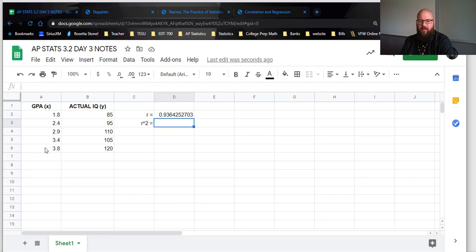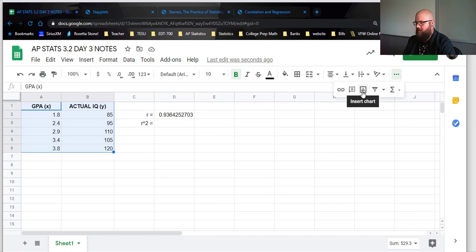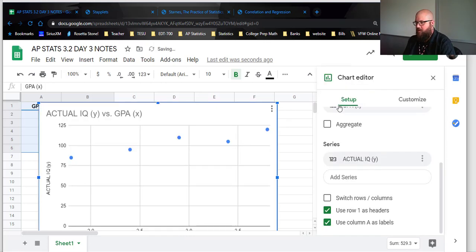Now, we need to find our coefficient of determination. Well, to do that, we need to go ahead and make a graph here. So let's go ahead and take these values and highlight them all. Highlight from the top here, from the GPA all the way down to 120. All of them there. Now I'm going to come over here and click on the Insert Chart button, in which case it already put a scatter plot for me.